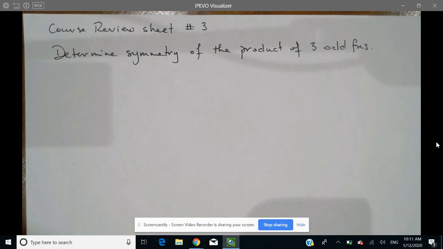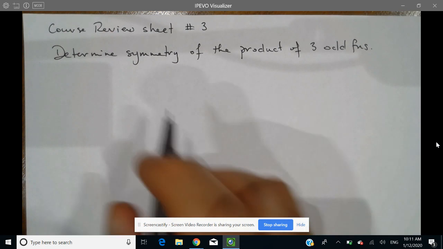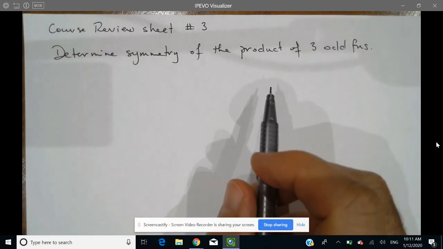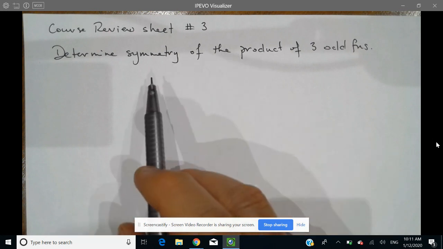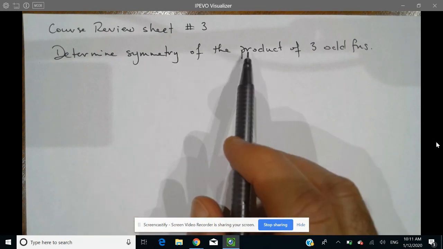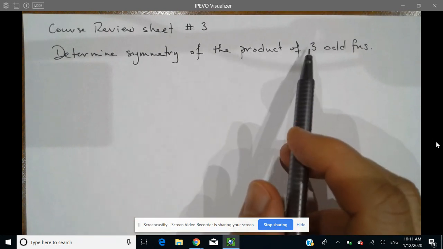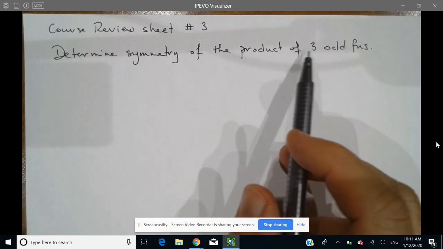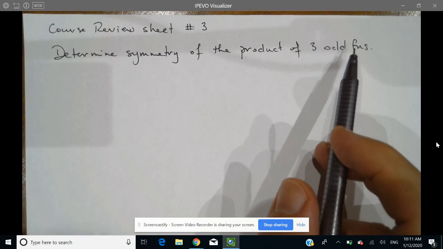Hi folks, we're going to take a look at number 3 from the course review sheet. So here they're asking us to determine the symmetry, if any, of the product of 3 odd functions. Here we're not being given specific functions, and we can't use specific functions to make a general statement about the product of any 3 odd functions. So that's one thing to keep in mind.